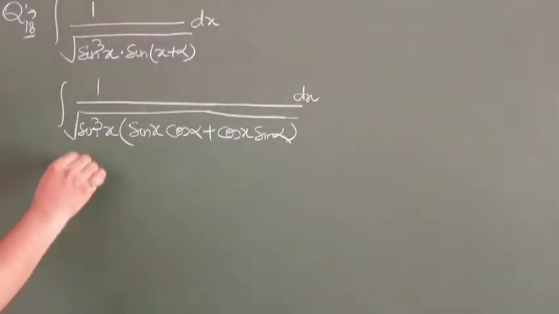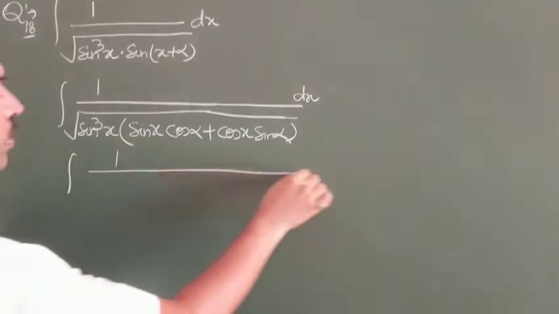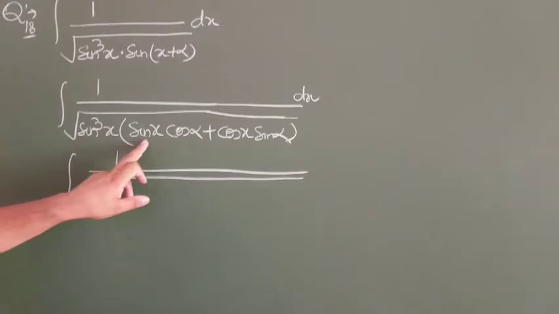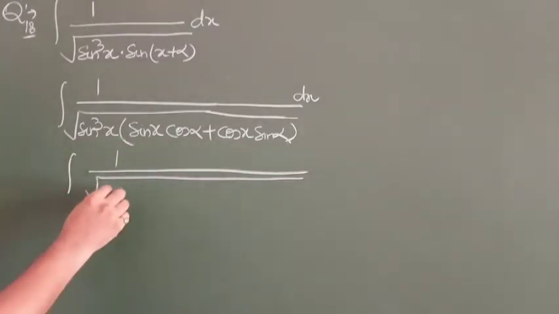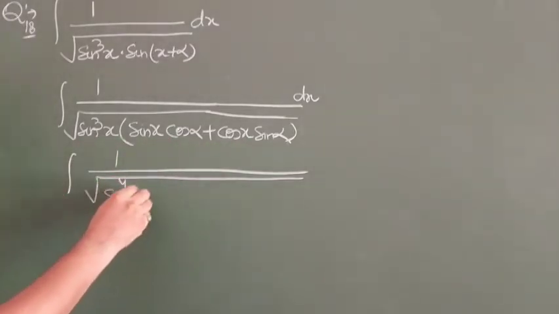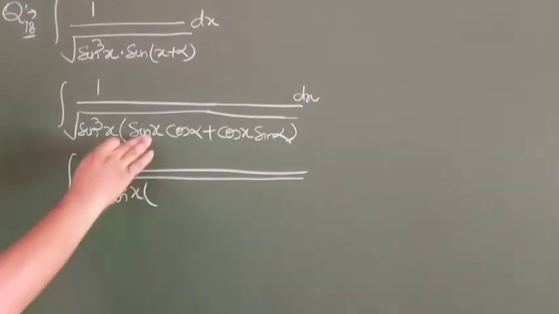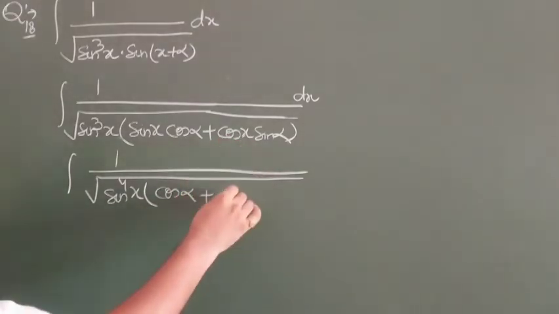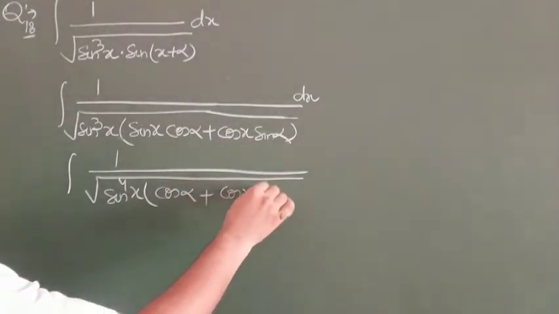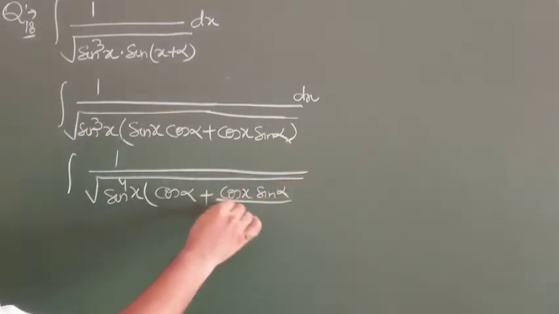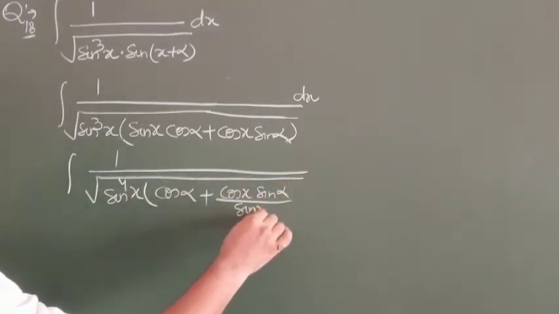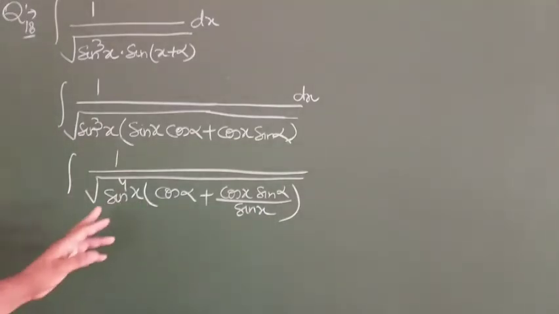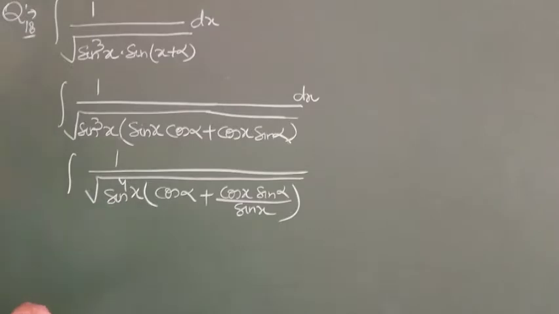Now it is 1 upon root. We can take sin x common from here, so it will be sin to the power 4x. When we take sin x common, what is left here? Cos alpha. And here there is no sin x, so we have to write sin x in the denominator. So I have taken sin x common, so it will be sin to the power 4x.